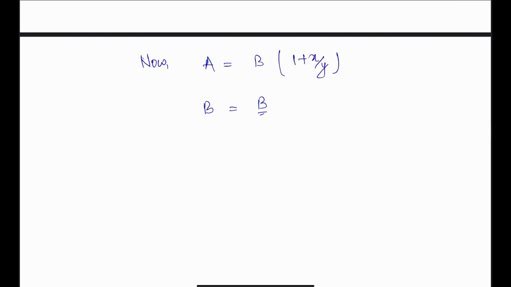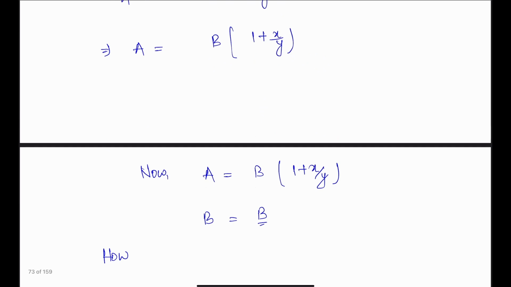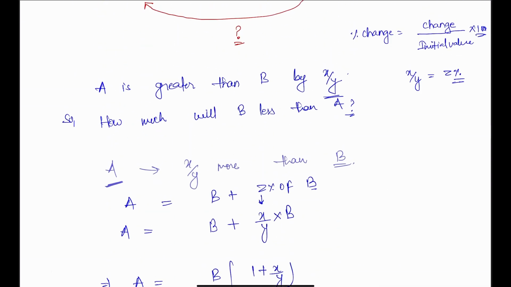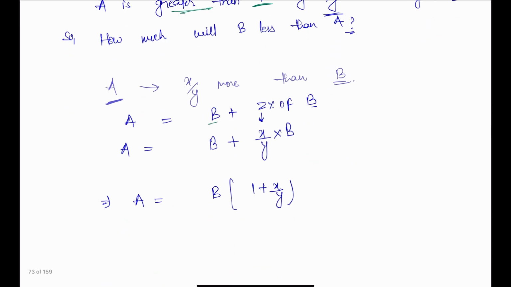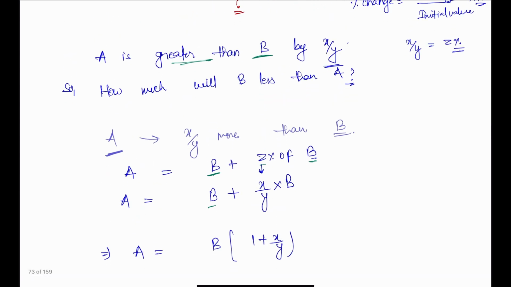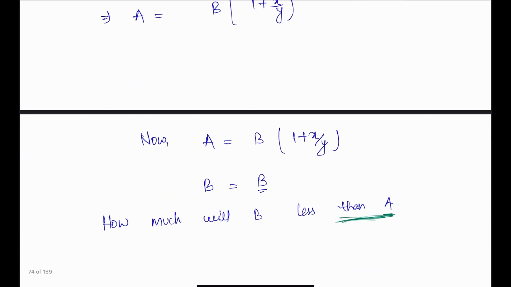Okay, so the next question is how much will b be less than a. So one important thing is there, the comparison is with whom? The comparison is done with a, in regard to a. Here when we did this one, the greater than comparison was with b. That's why we chose b and chose z% of b. Okay, and here, opposite of that, the comparison is with a.